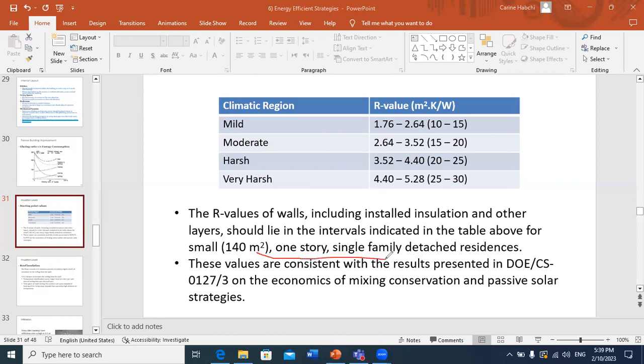As you can see here, as you go from mild to very harsh climate, you need to increase the resistance values. Because for very extreme climates, you need to ensure a much better insulation, because the difference in temperature between the inner and outer side is really considerable.